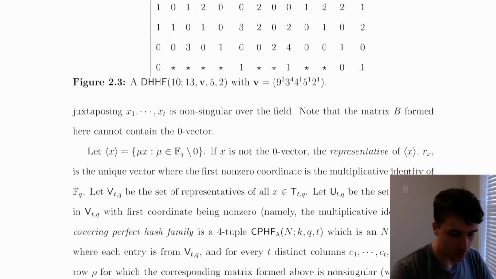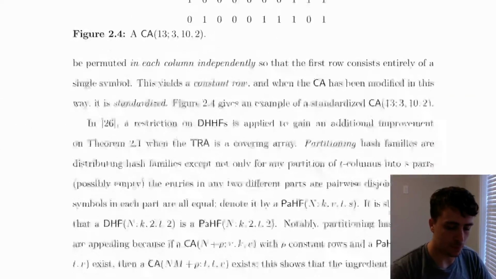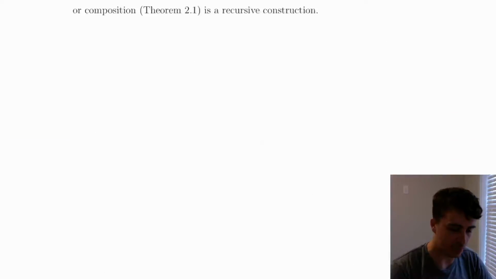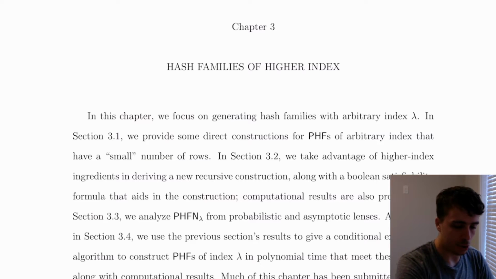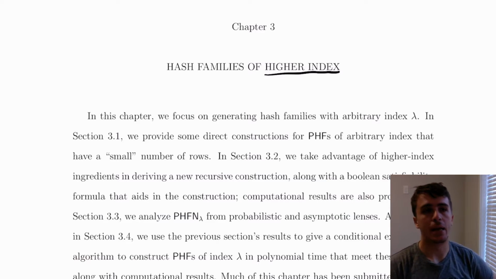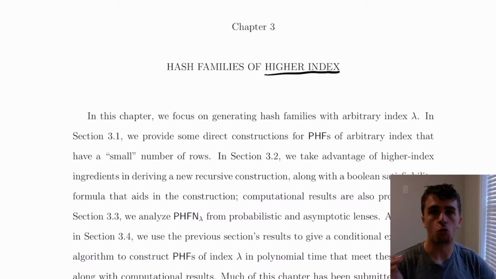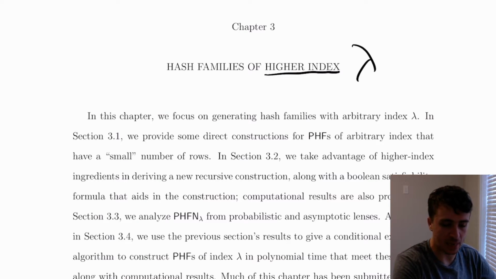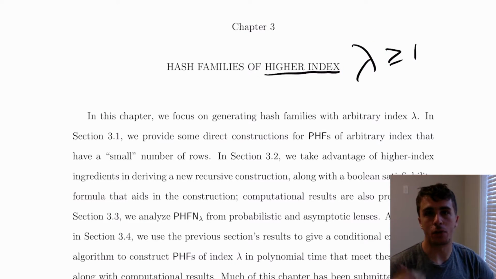There are some other objects here that are just variations of hash families and covering arrays, but that's not that important. The thing that I'm studying right now, and I don't want to make this video too long, is something called higher index. The idea is that instead of just covering or separating everything at least once, I separate or cover them a certain number of times, let's say lambda times. If lambda is 5, then everything has to be covered or separated at least 5 times. That's obviously going to require more rows, and I'm wondering how many more rows I actually need.